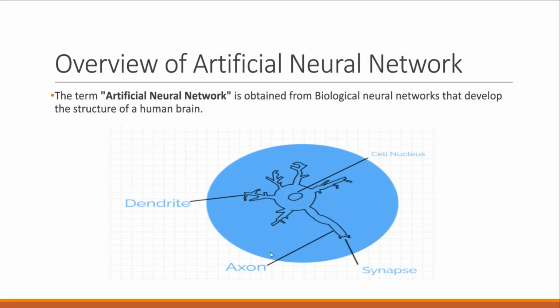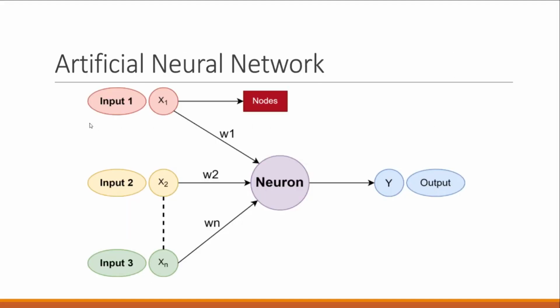So the following figure is the biological neural network diagram. In the given figure, dendrites from the biological neural network represent input values in artificial neural networks. Also, the cell nucleus represents nodes, synapse represents weights and axon represents output. Now I am going to show you the figure of artificial neural network. So here is the figure.